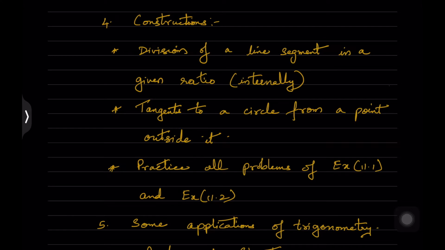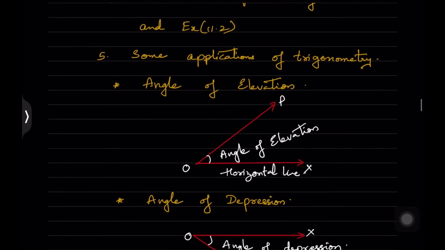You have to remember these two: division of a line segment in a given ratio internally, and tangents to a circle from a point outside it. Next, the fifth chapter in term 2 is some applications of trigonometry. This also involves angle of elevation.